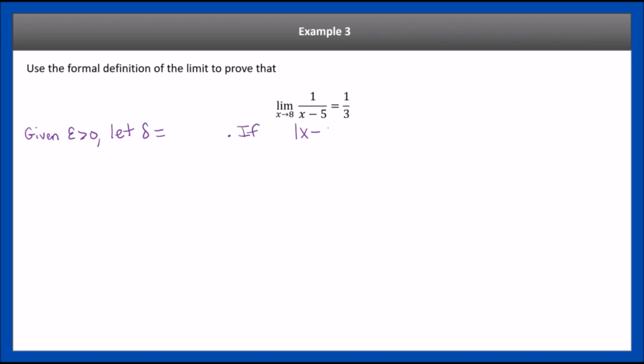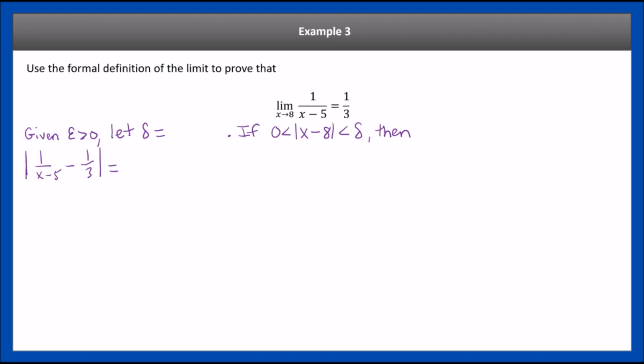If the absolute value of x minus 8 is between 0 and delta, then we'll go ahead and do that here. Then that means the absolute value of 1 over x minus 5, minus L, and L is 1/3, has to be less than epsilon. But again, we got to find that, we got to prove that.